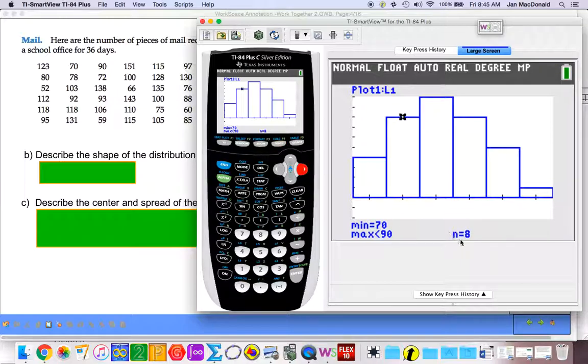You either have a piece of mail or you don't. There were 8 days in which I had between 70 and 89 pieces of mail. There were 10 days which we had between 90 and 109. That says it's less than 110, so 90 and 109. Okay. There were 8 days that the office received between 110 and 129 pieces of mail. So hopefully you're understanding how to read this histogram.